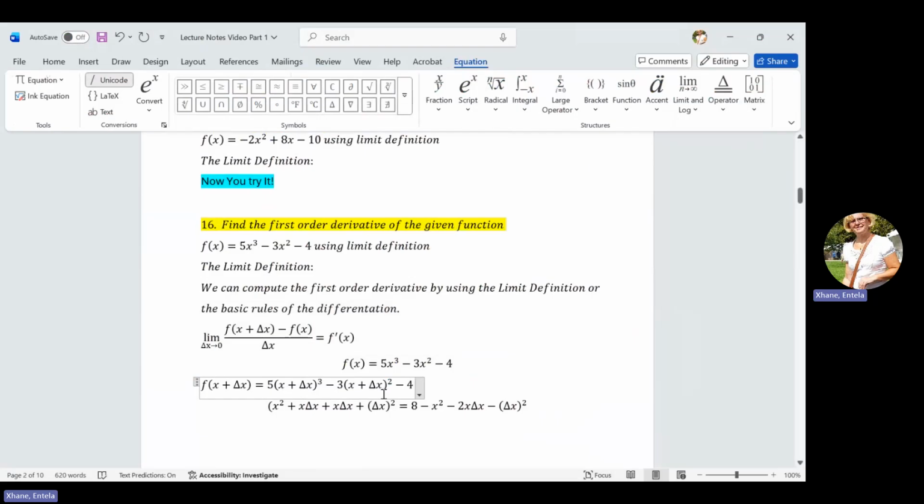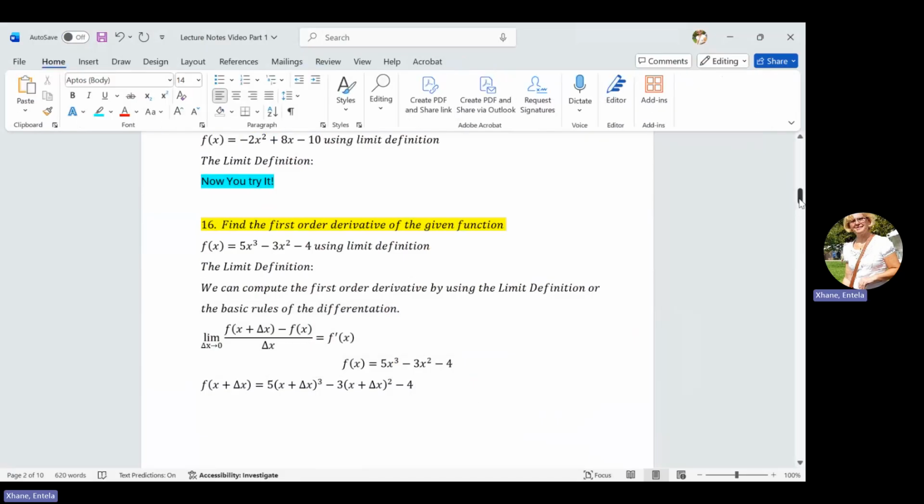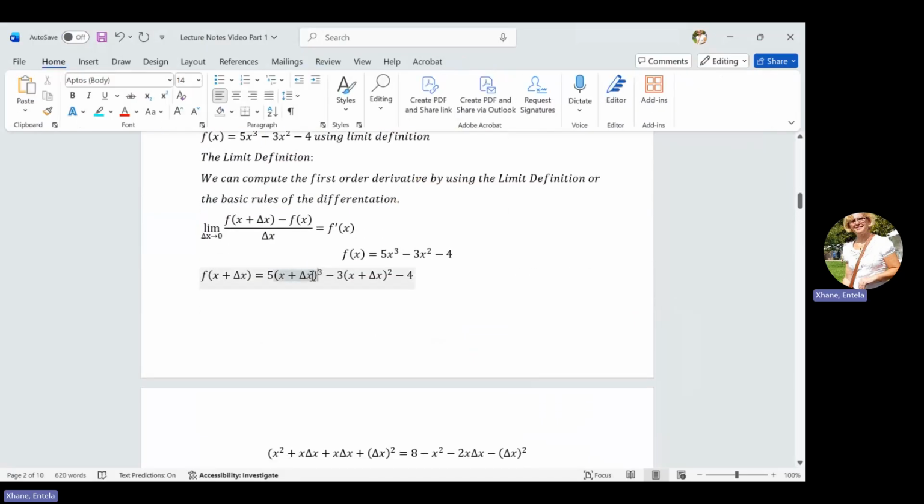Okay? So notice that you see f of x plus delta x. I'm looking at f of x. Wherever I see x, I replace x by x plus delta x. So it's 5 times x plus delta x to the third, minus 3 times x plus delta x to the second, minus 4. Now what I'm going to do next, since I have two interesting expressions, one of them is this x plus delta x raised to the third power, I'm going to separate them and try to compute them first, and then I'll come back and plug them in.